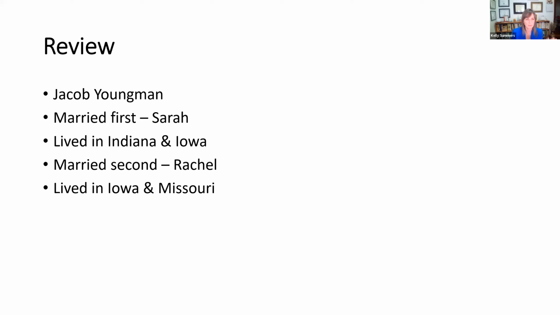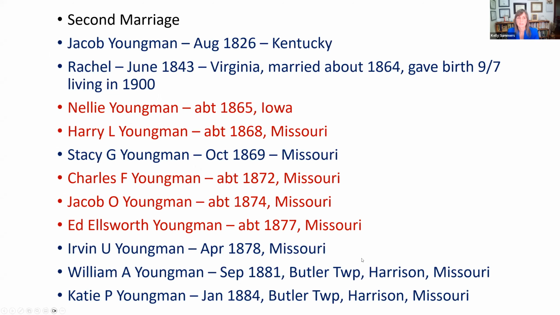Now let's look. What do we know, having found census records from 1900 to 1850 for Jacob and his wives? We know that he married Sarah first, and they lived in Indiana and Iowa. He married Rachel second, and they lived in Iowa and Missouri. And by the time we're done, this is how much we've collected. We have some details, but we still have some information that would be nice to pinpoint. For example, we have some about years. It would be really nice to be specific. If we found some birth records, that would help us.